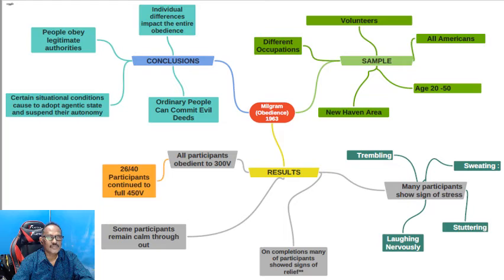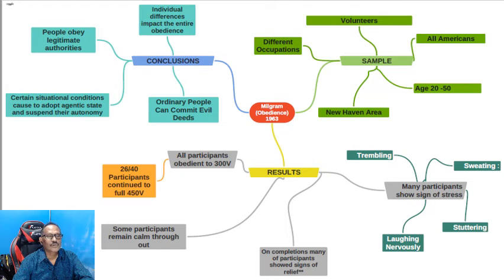Now, based on this experiment, more than 65% shows that people have a higher tendency to obey legitimate authorities. That means when instruction is given by somebody in higher authority, out of 65% of the population, they have a tendency to follow the instruction, even though it's morally not right. But because the instruction is coming from an authority figure, they follow.